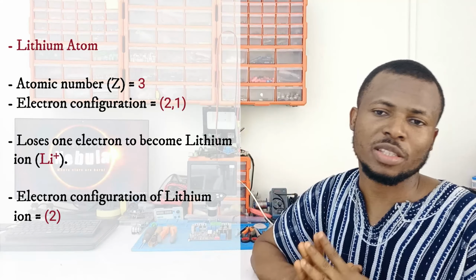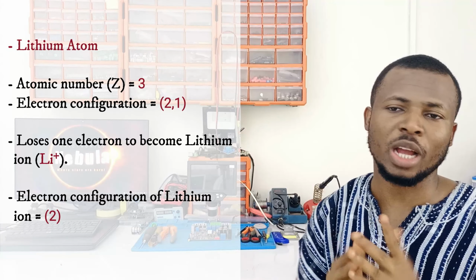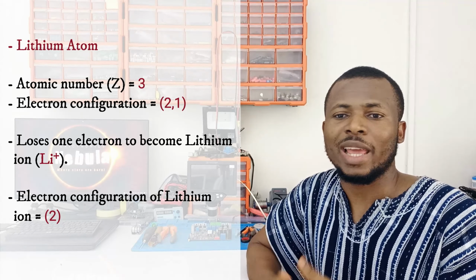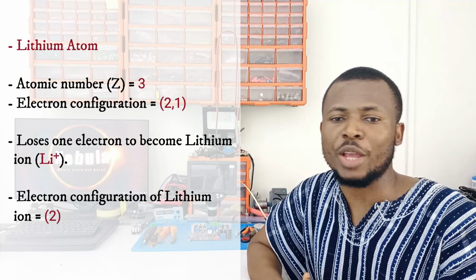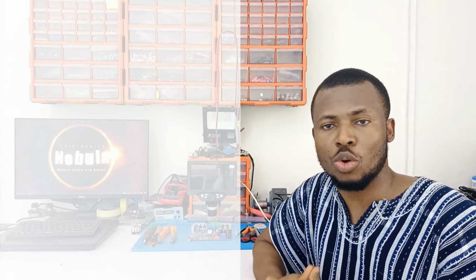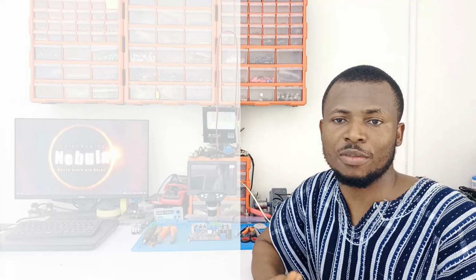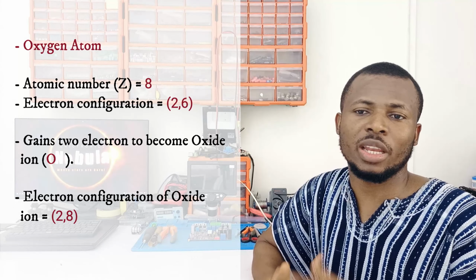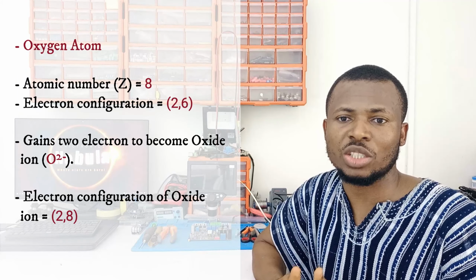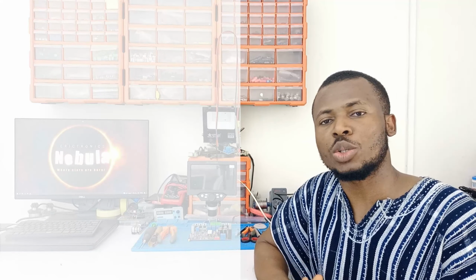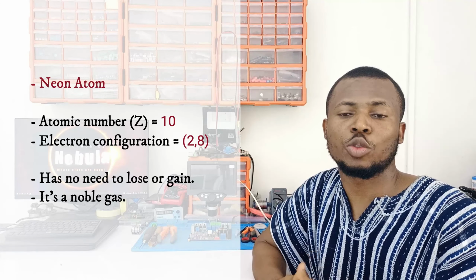Lithium has one valence electron, hence it will lose it to become a lithium ion, which is Li+. After losing the electron, the electron configuration of the lithium ion becomes the same as helium, which is a noble gas. As you probably know already, lithium is used extensively in the manufacturing of batteries. Oxygen will gain two additional electrons to become negatively charged, resulting in an electron configuration like neon. Neon is the 10th element in the periodic table with an electron configuration of 2,8.